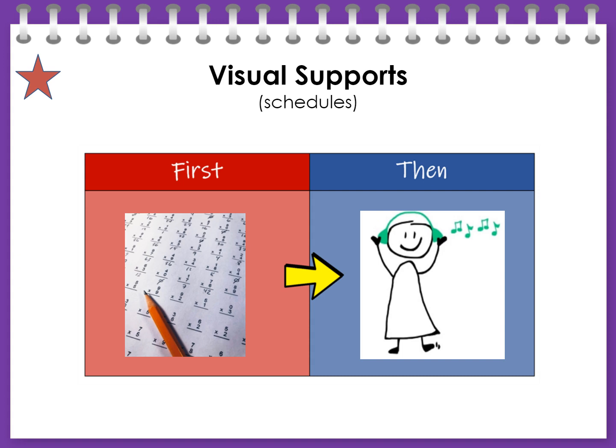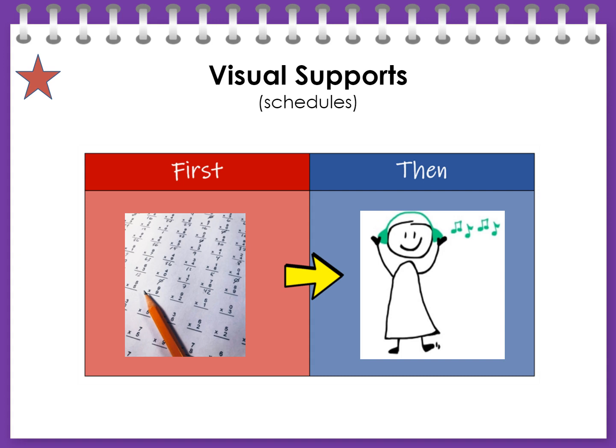First then schedules are the simplest types of schedules and may be a precursor for a student to understand and use more complex schedules. Simply put, it just presents what the student needs to do now, first, and what will happen next, then. Usually the first activity is a non-preferred or less preferred activity, followed by the then, which is a more preferred item or activity.